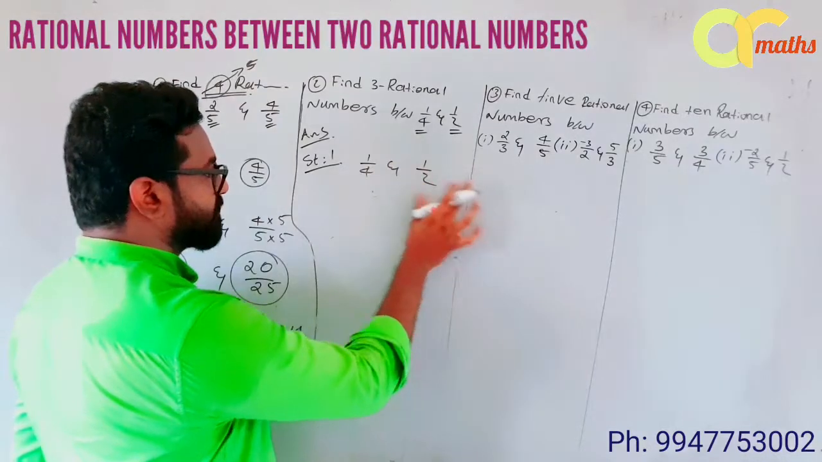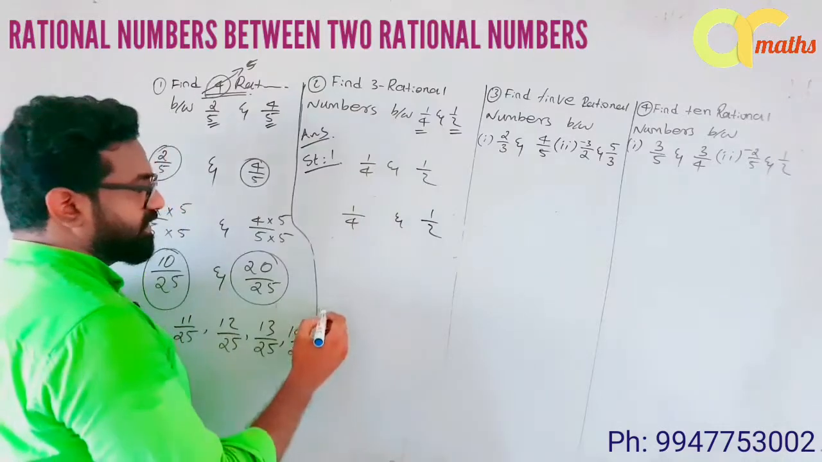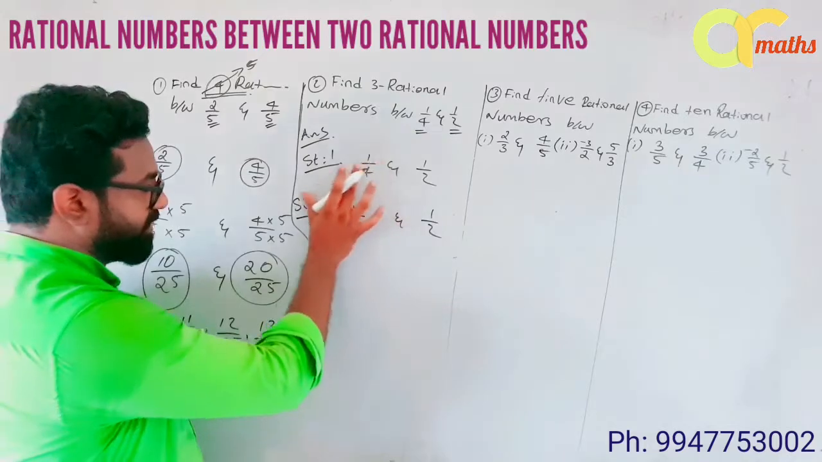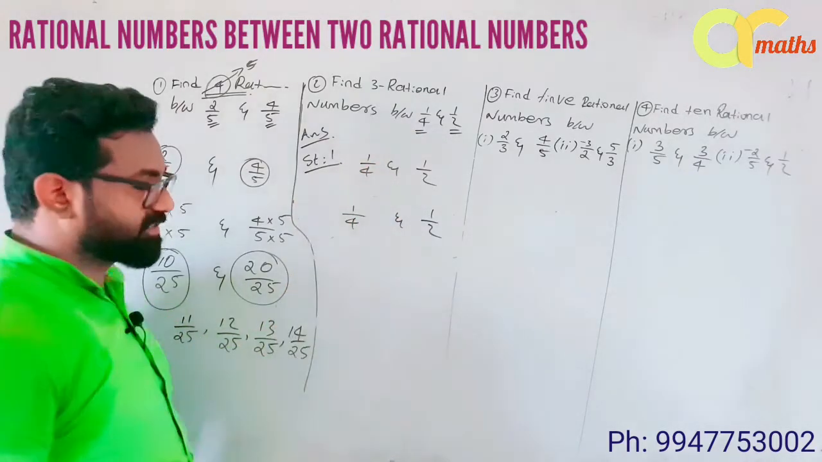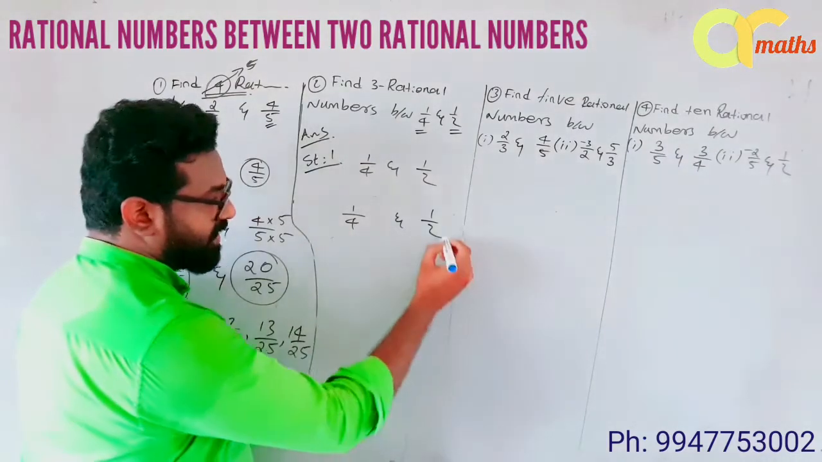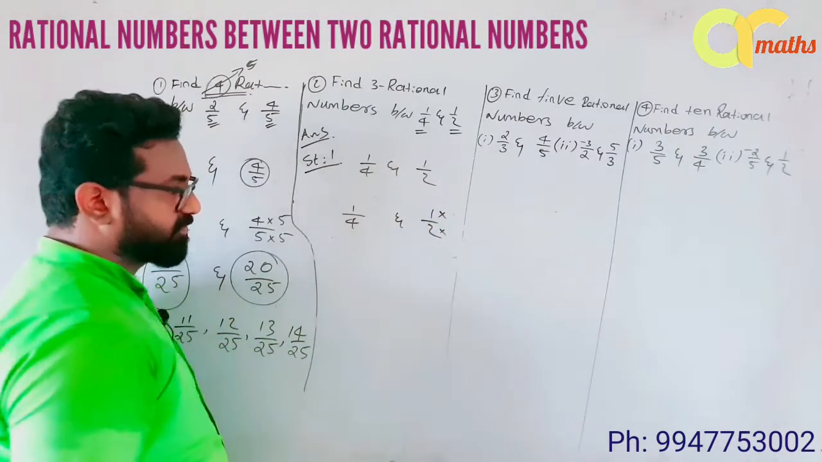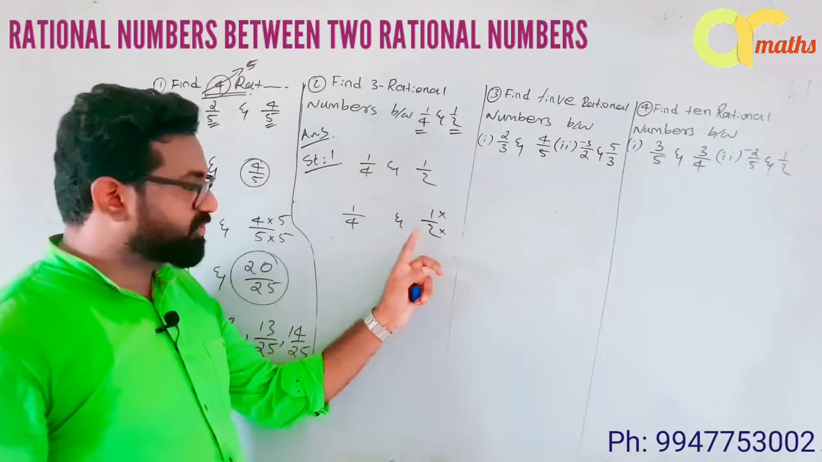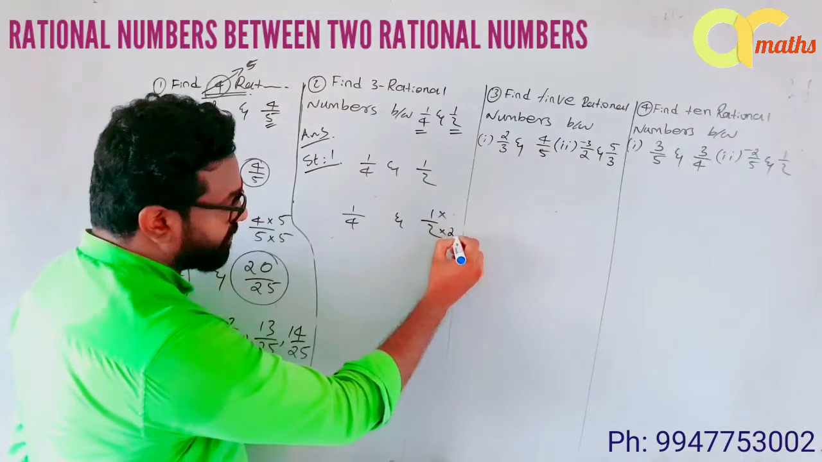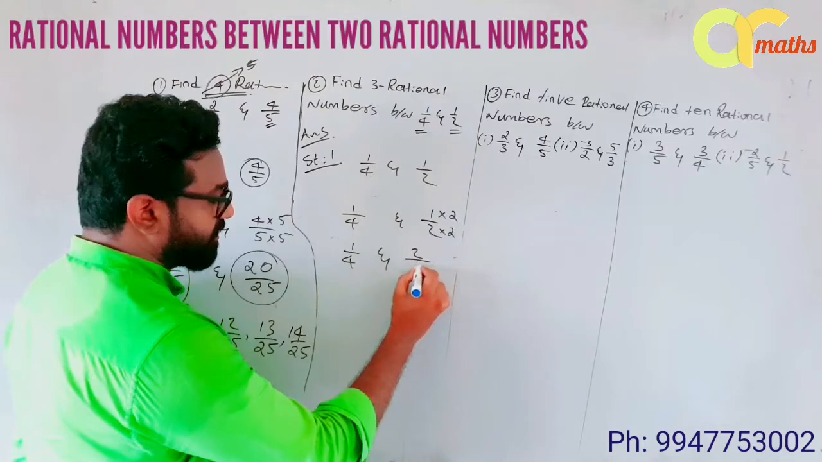Then here 1 by 4 and 1 by 2. Step 2: make the denominators the same by multiplying by a number. So the first one stays as divide by 4. Next, how to convert 2 into 4? By multiplying by a number. 2 into which number will get 4? 2 into 2. So you multiply 2 in numerator and denominator. Then 1 by 4 and 2 by 4.